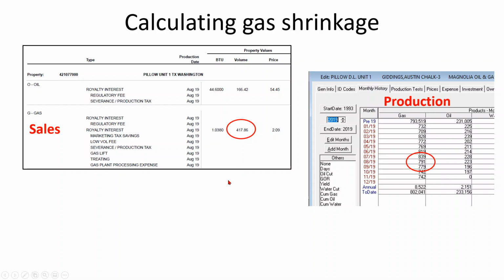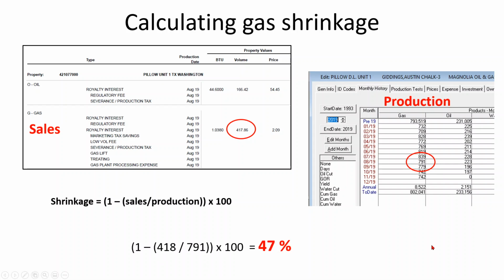So here's an example of calculating gas shrinkage. So you have a check stub that shows the sales of 417 MCF on this well. And we're assuming this is the gross sales, which may not be right. But anyway, and then you go to your production that was reported to the state for this well in the same month, and you have it in PHDWin so you can compare it. So the formula is just shrinkage is 1 minus the sales divided by production times 100, because we always use it as a whole number. So in this case, the shrinkage is 47% for this well. So you have to apply that to your economics.